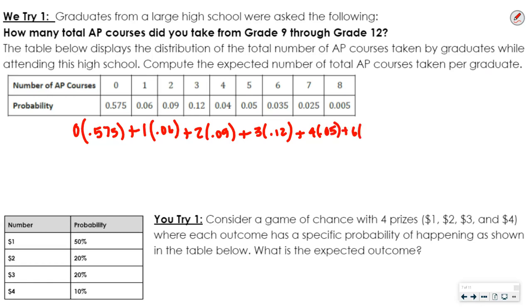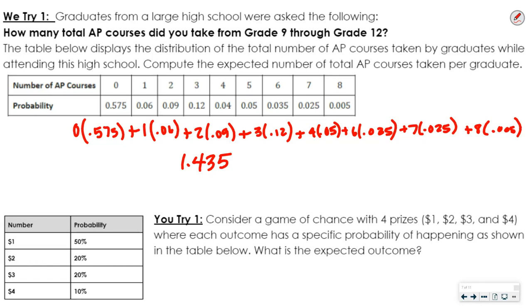Plus 6 times 0.035 plus 7 times 0.25 plus 8 times 0.005. Now you can put that directly in your calculator like that, okay? And when you do, you get 1.435. So it says compute the expected number of total AP courses taken per graduate. So it's 1.4. Not even 2, but 1.4.